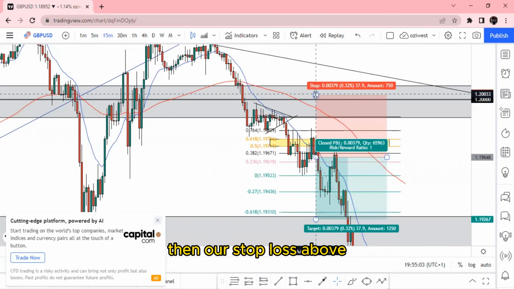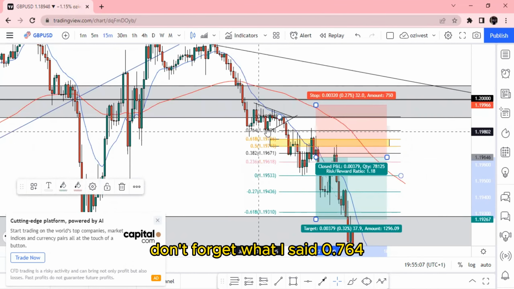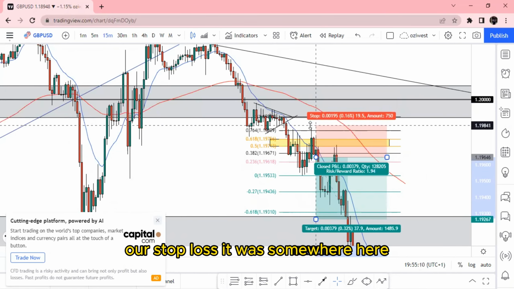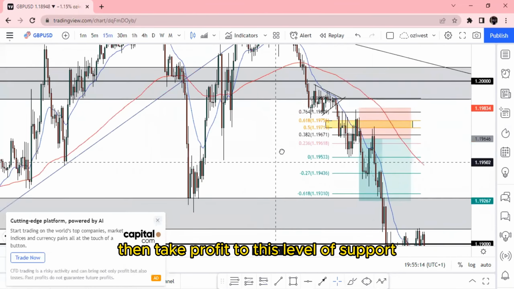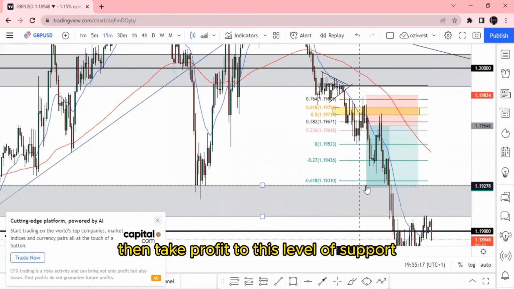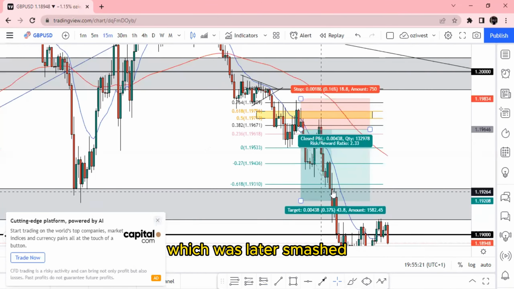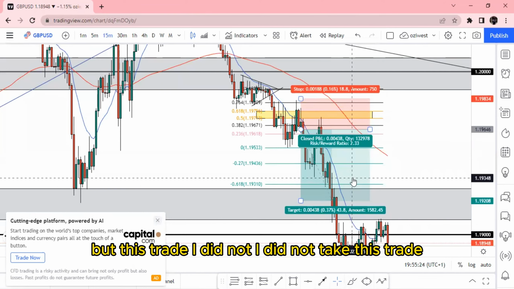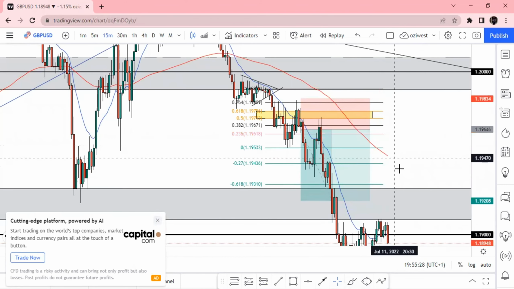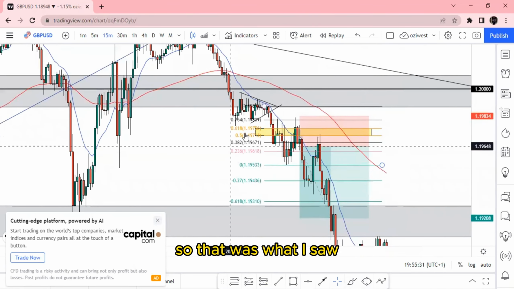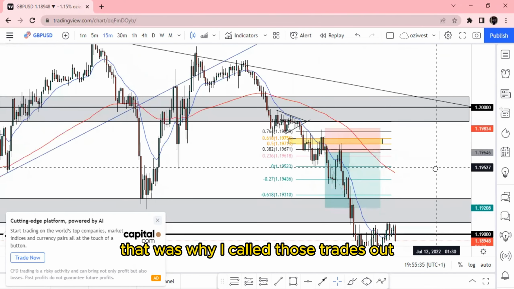Then our stop loss above, don't forget what I said, 0.764, our stop loss. So it was somewhere here. Then take profits to this level of support, which was later smashed. But I did not take this trade because I was in the other trade. So that was what I saw. That was the reason why we took the 2 trades. That was why I called these trades out.